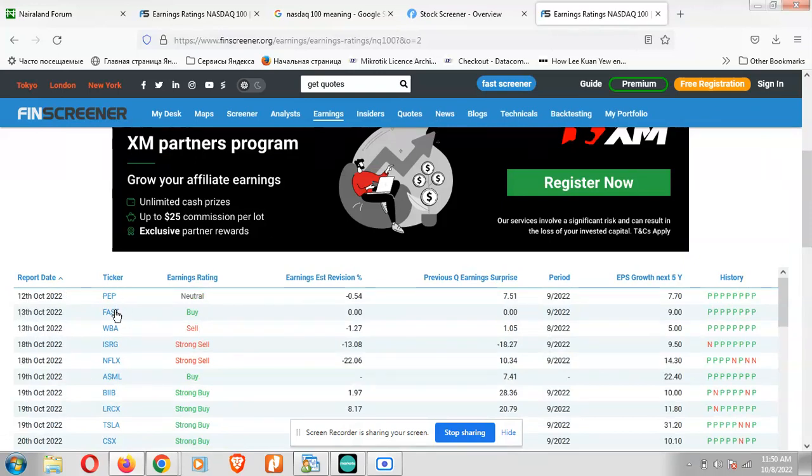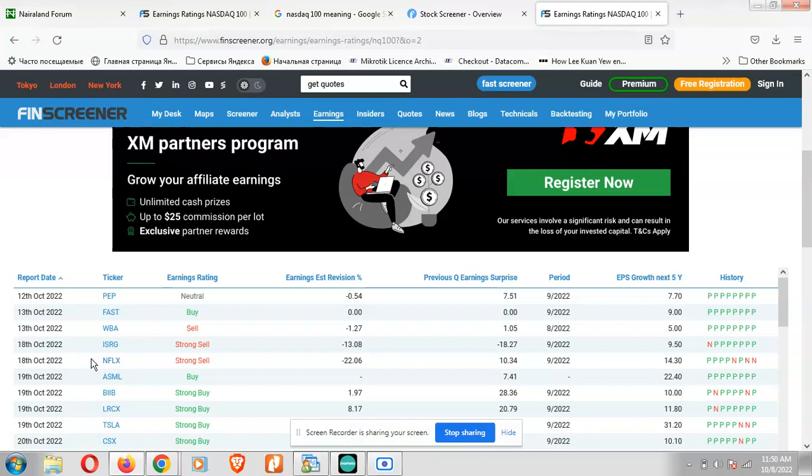Now these are the tickers. NFLX is Netflix. TSLA is Tesla. I want to analyze Tesla and Netflix. So let's look at Netflix, for instance. Netflix Incorporated. It's telling me that on the 18th, there's going to be a strong sell with this stock. There's going to be a strong sell with this stock on the 18th.